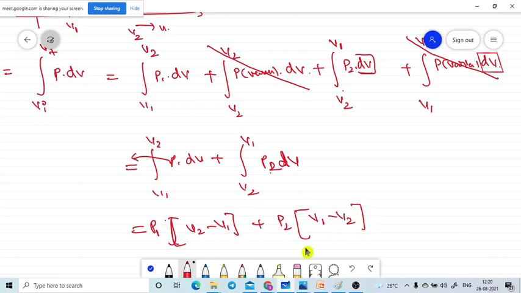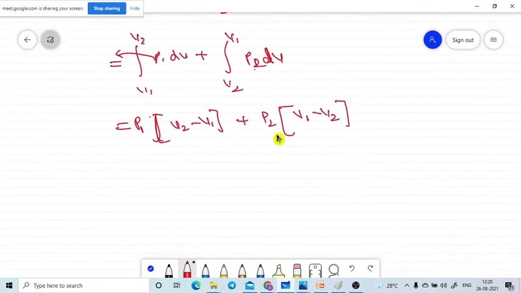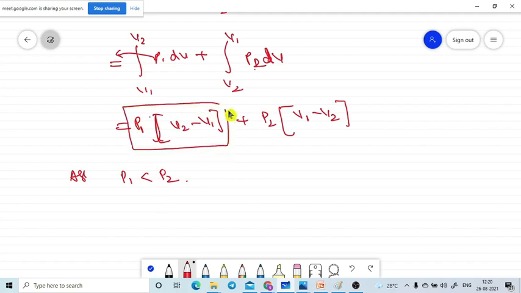So in the graph, what is the value it is saying? In the graph, tell me what is the condition. As P1 is lesser than P2, this term must be a lesser value compared to this value. Okay, now are you getting or not?